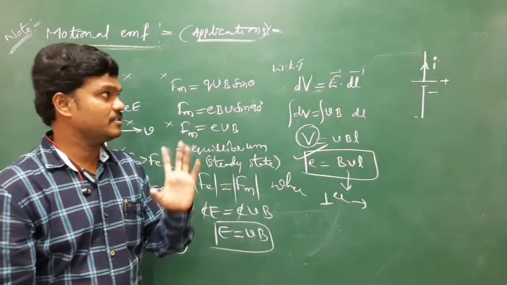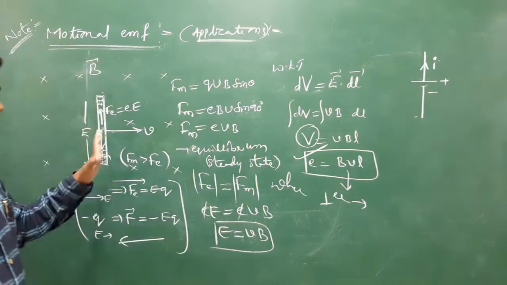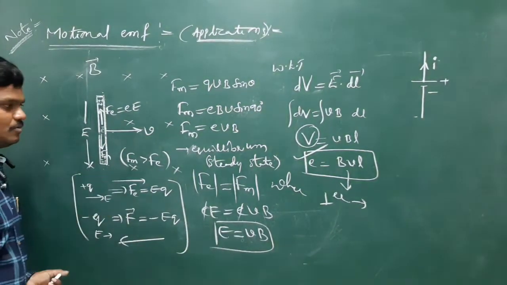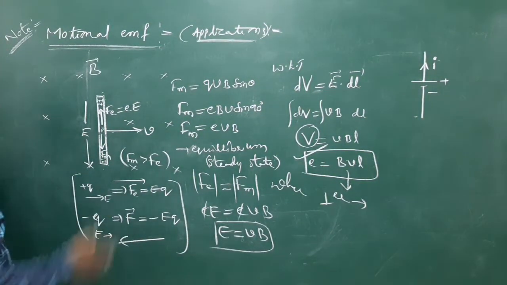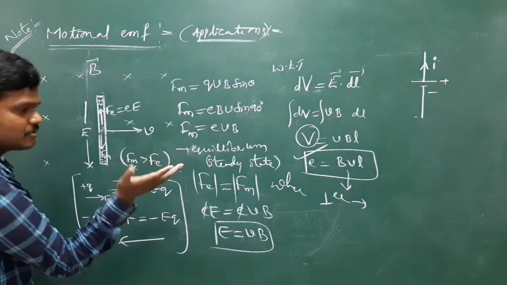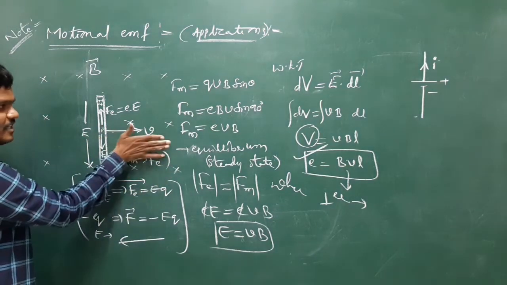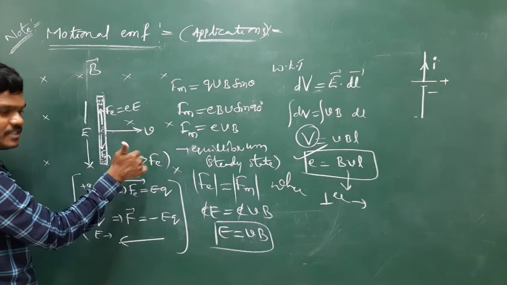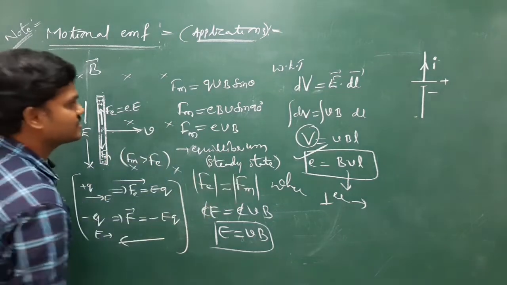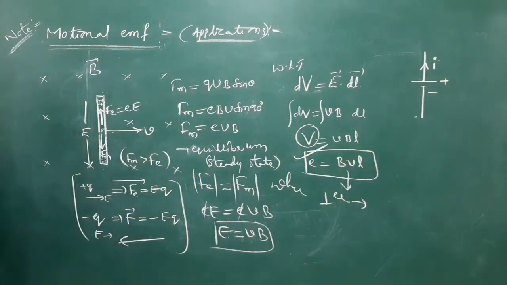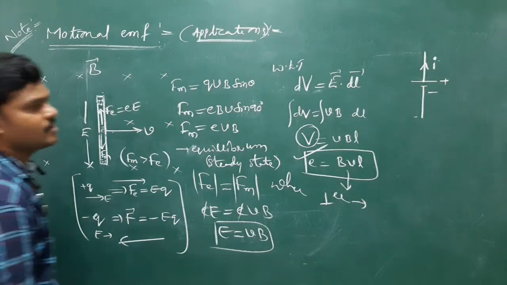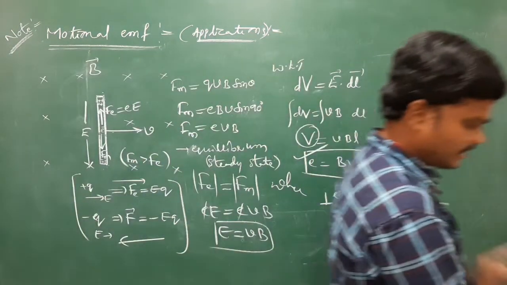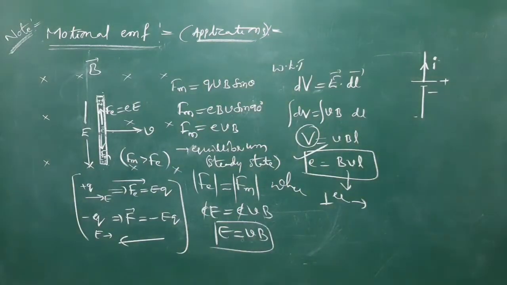Be careful with these rules. Right now I am using the right hand palm rule. We can use one more way also. This is v and inside is B, v cross B. That I will use in the next sessions. In continuation, this formula is possible when B, v, L are all perpendicular to each other.